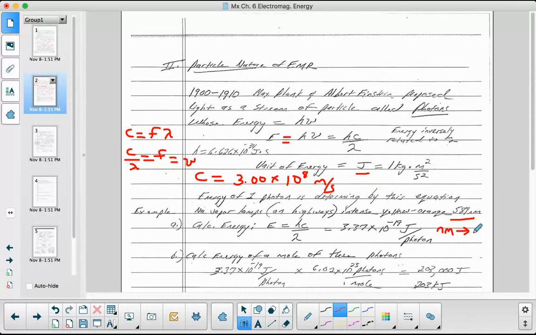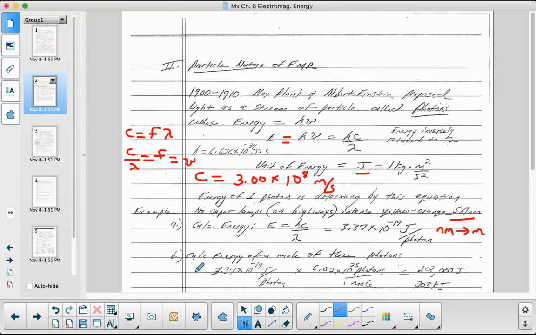Whenever you're doing your calculation with these equations, your unit of wavelength must always be in meters because of the unit of c, which is meters per second, and because of the unit of Planck's constant, which is joule times second. So you plug in your two constants as your numerator, your denominator simply is the wavelength in meters, and you get the amount of energy per photon.